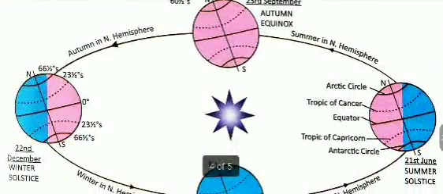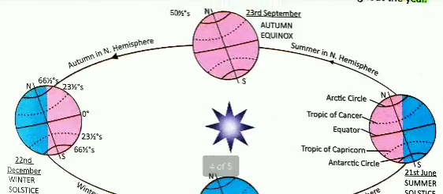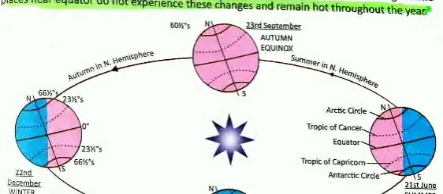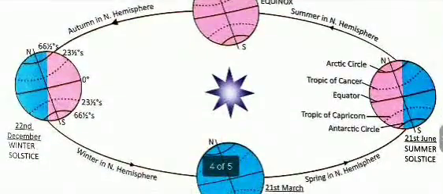See over here, children, there is this picture which we can see. This shows the different positions of the earth when it is revolving around the sun.